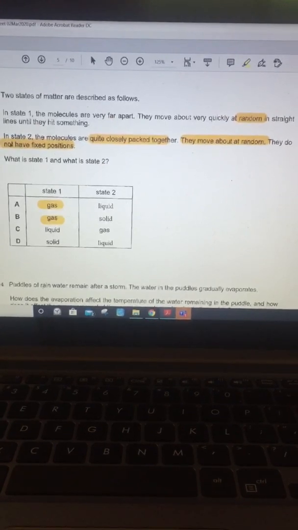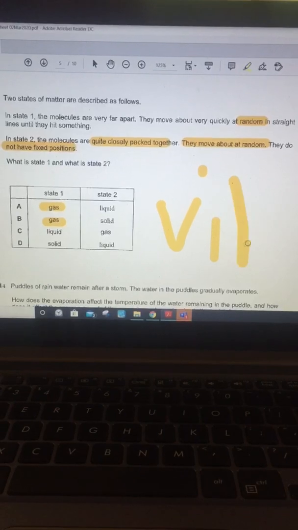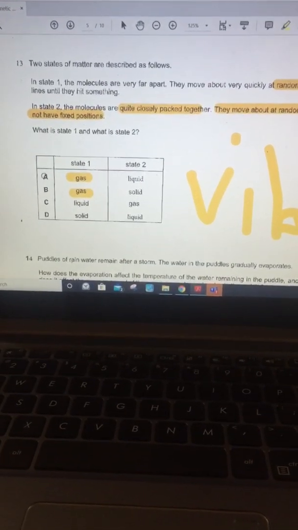So it's all because the molecules are able to move past one another. So it's not solid. In solid, it is fixed position. There is only vibration, right? So the answer for question number 13 is A.